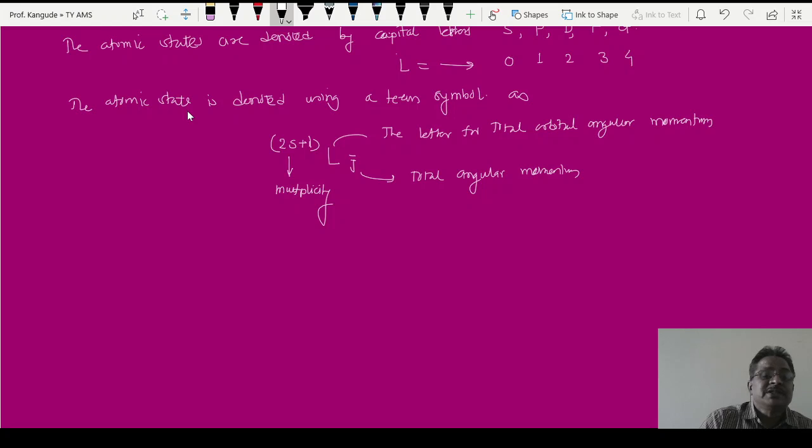Now let's consider one simple example. Consider hydrogen in the ground state, the lowest energy state.